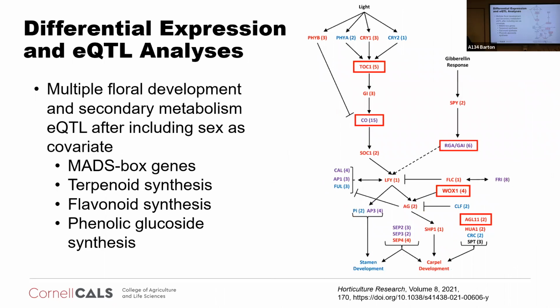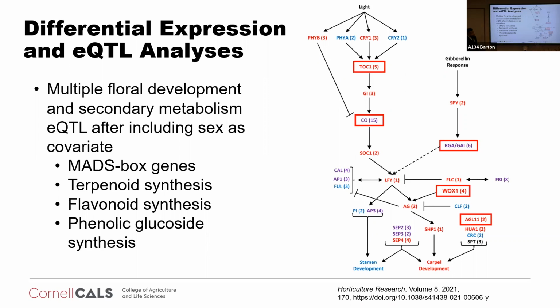We also looked at sex dimorphism related genes and their associations through eQTL with the SDR. So primarily floral development genes, which are involved in male or female flower development and thus primary sex dimorphism, and also secondary metabolism genes, things like terpenoid, flavonoid, and phenolglucoside. These compounds have all been shown to be differentially produced between male and female catkins. We found that many MADS-box genes, as well as these secondary compound genes, had eQTLs with the SDR. And this was even after we accounted for sex as a covariate in our statistical analysis.